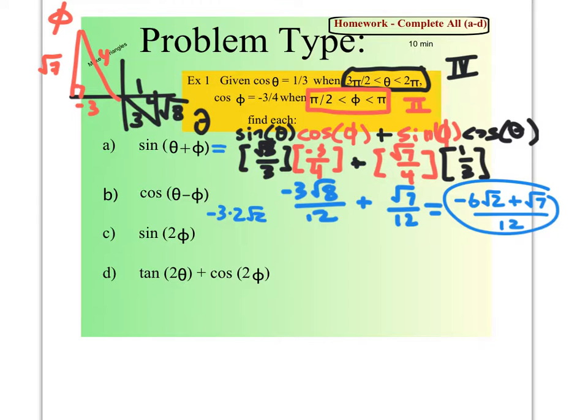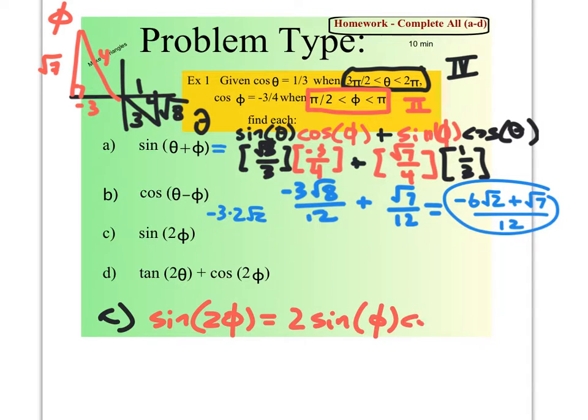Alright, let's try sine of 2 theta, or 2 phi. We haven't talked about this yet, so we're not going to do that one quite yet. So let's do part C. Bring it down here. So sine of 2 theta, or 2 phi. Sine of 2 phi would equal 2 sine of phi cosine of phi.